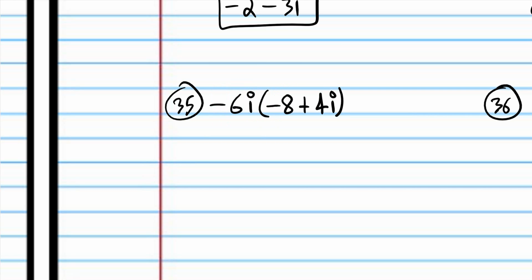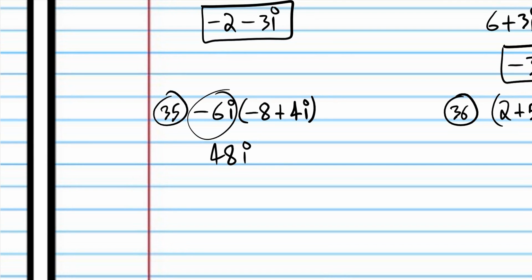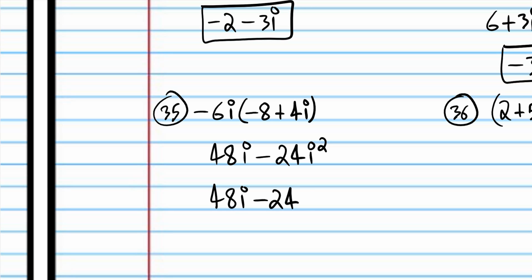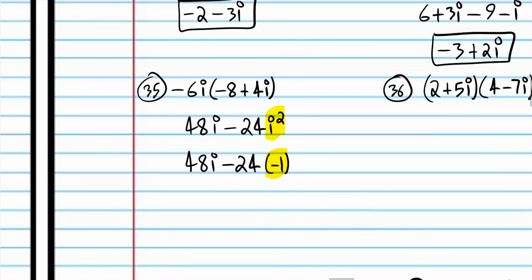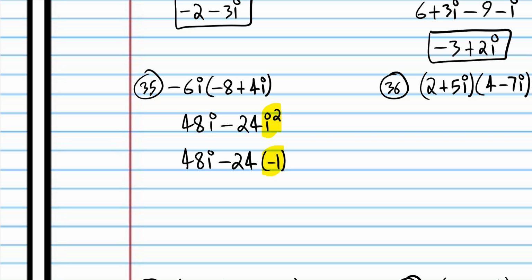So negative 6i times negative 8 is positive 48i. And negative 6i times 4i is negative 24i squared. Now, one of the most important characteristics of i is that when you square it, you get negative 1. Do you remember that from my intermediate algebra course? We also, I think, went over that a little bit in this course when we studied polynomials.